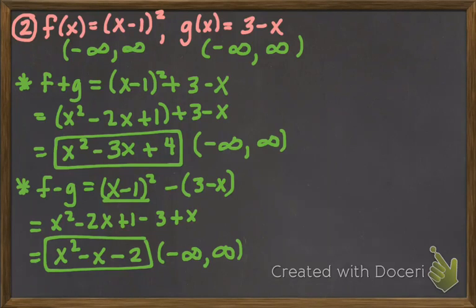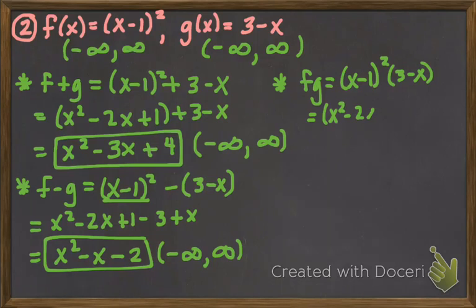So now we want to find our f times g, which would be the third requirement here. So fg is equal to x minus 1 squared times 3 minus x. Again, we expand the binomial first, and we get x squared minus 2x plus 1 times 3 minus x. To multiply this binomial into the trinomial, let's multiply the negative x first. It doesn't matter which one you do first, but that way they'll be in proper order.